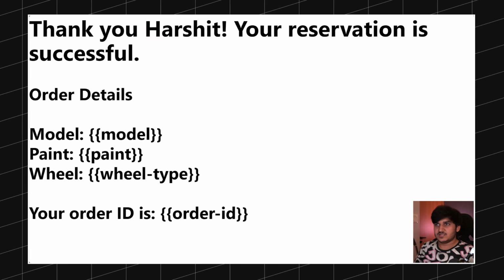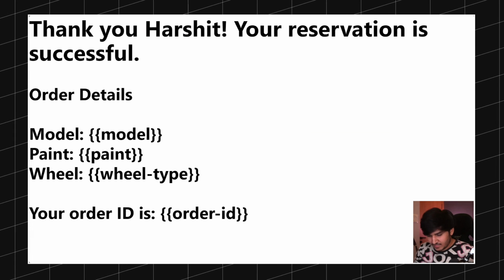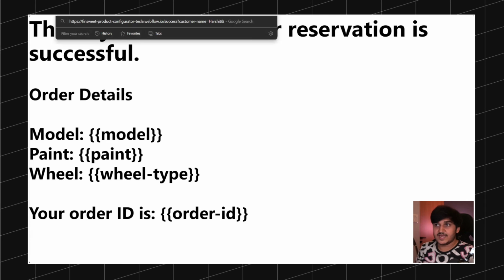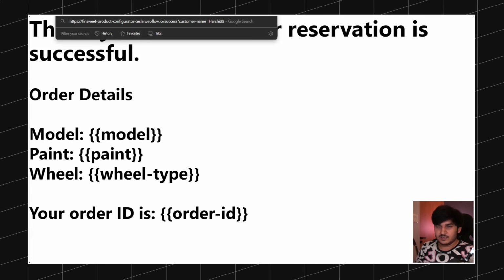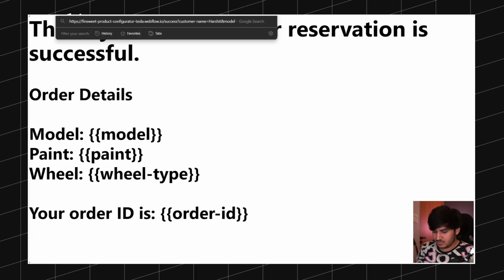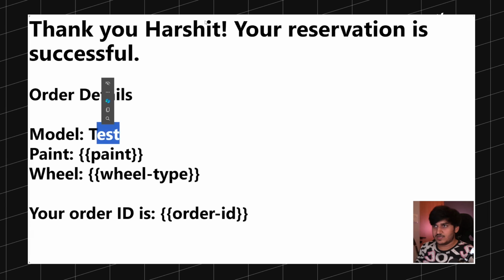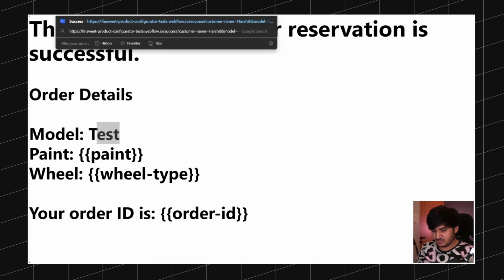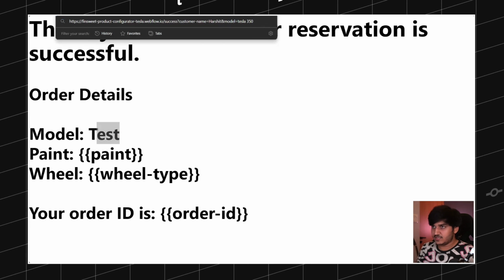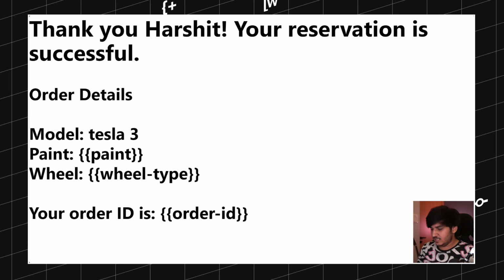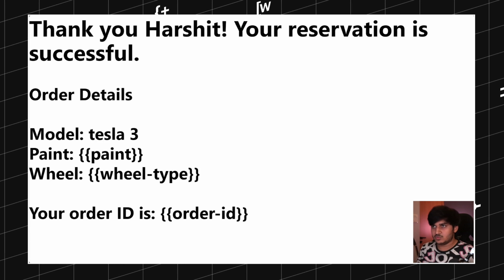So you can see this is Harshit, and I can add more values. So I can click add, with this ampersand symbol right there, and model is equal to test. So you can see this is now getting replaced. So model is, let's say, Tesla Model 3. There we go. Similarly, I can do the rest of the things as well.